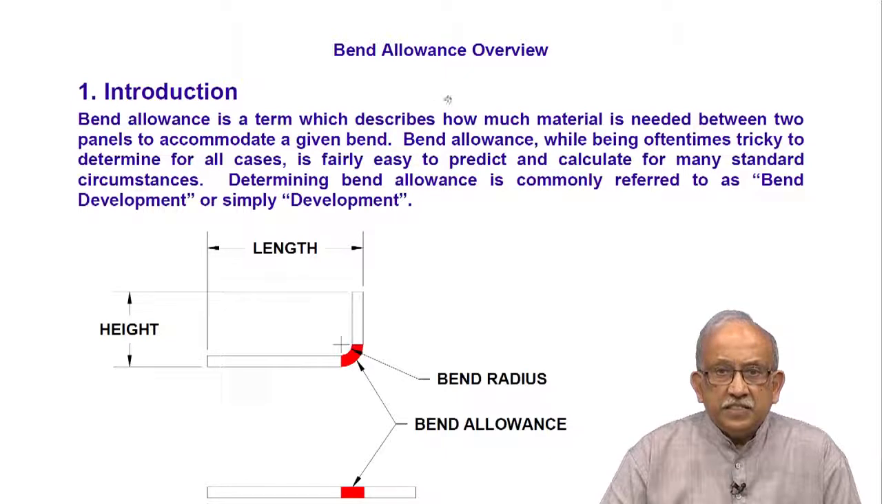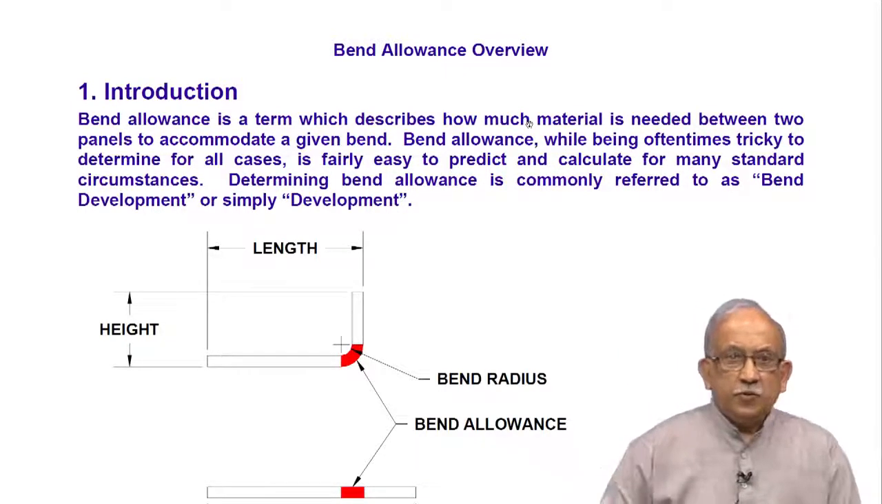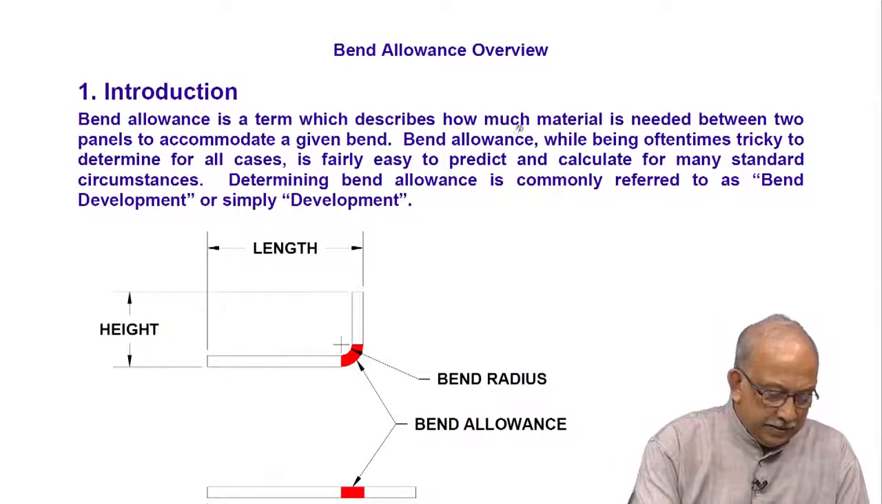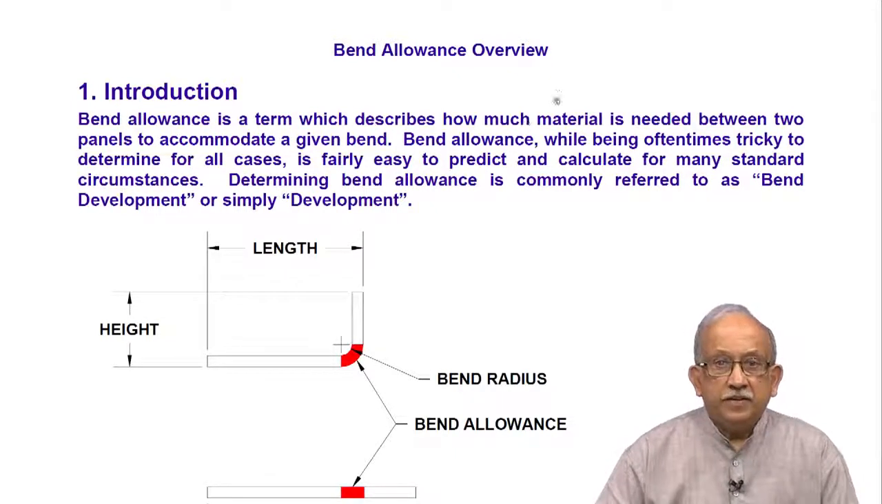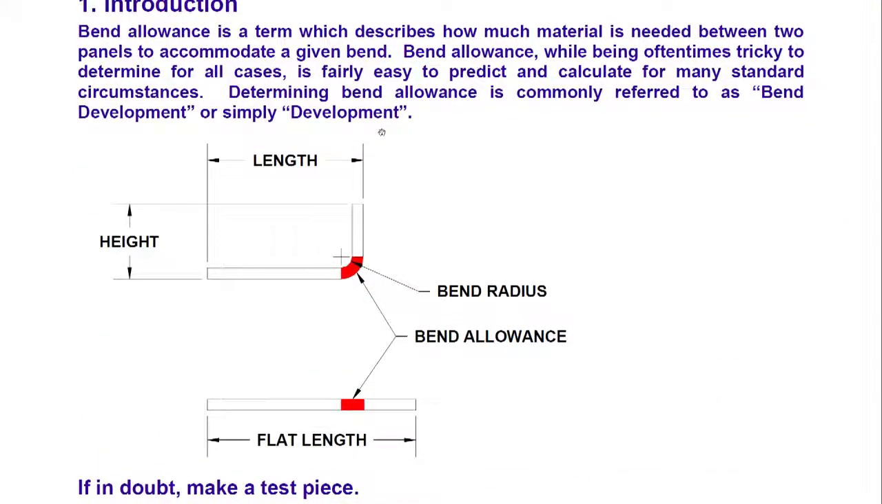It is a term which describes how much material is needed between two panels to accommodate a given bend. And notice here, while being oftentimes tricky to determine, and easy to predict and calculate for many standard circumstances, determining bend allowance is commonly referred to as bend development or just simply developed sheet.